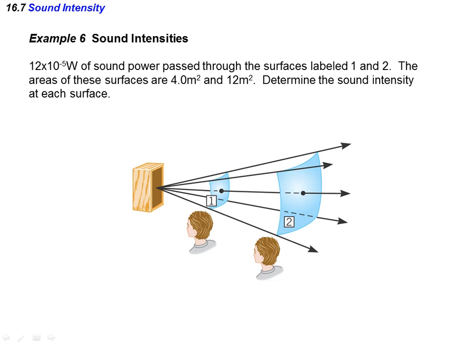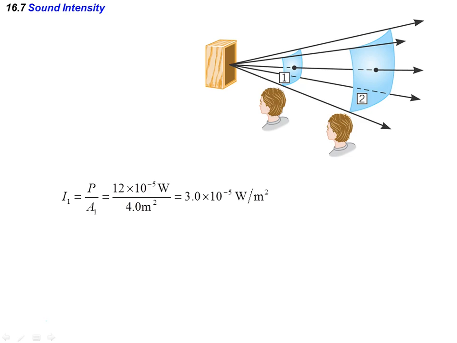If we put some numbers here, we have a sound power output of 12 times 10 to the negative 5th watts, and it passes through these two regions, 1 and 2, where 1 has 4 square meters of area and 2 has 12 square meters of area. We want to determine the sound intensity at each surface. We can use our formula that the intensity is equal to the power divided by the area. For surface 1, we take the power of 12 times 10 to the negative 5th watts divided by 4 square meters, and we get an intensity of 3 times 10 to the negative 5th watts per square meter.